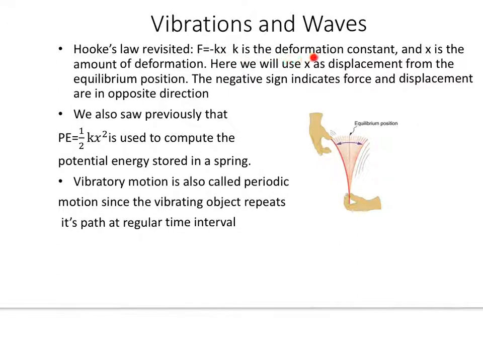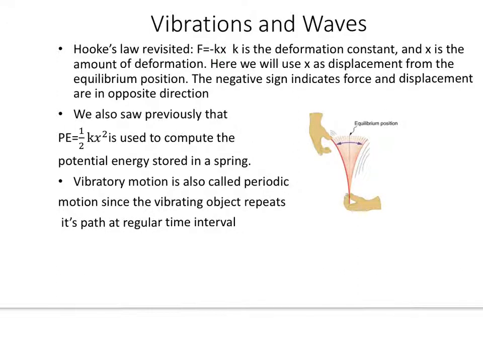K, if you recall from before, is a spring constant. Here we're going to give it a more general name, a deformation constant. X would be the amount of deformation, or actually the displacement from the equilibrium position. We've got a metal rod here, and the equilibrium position is right here in the center. So that would be X, the displacement from the equilibrium position.